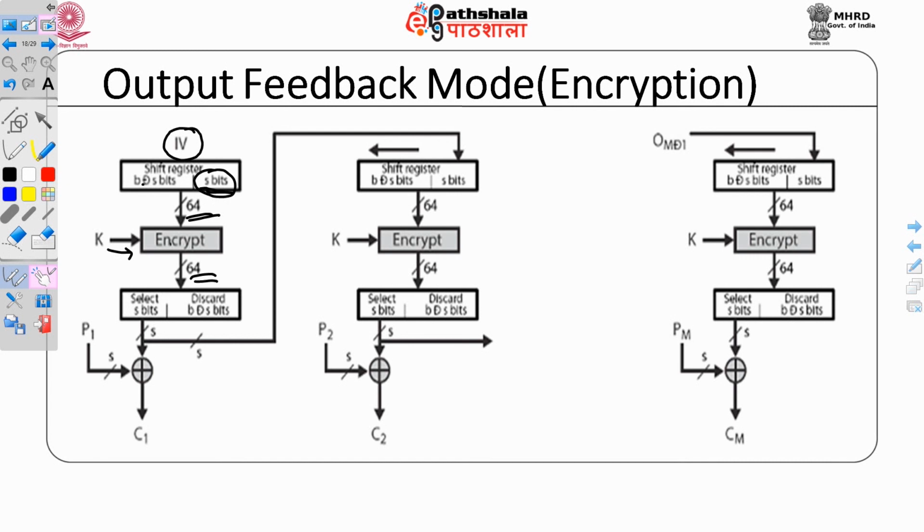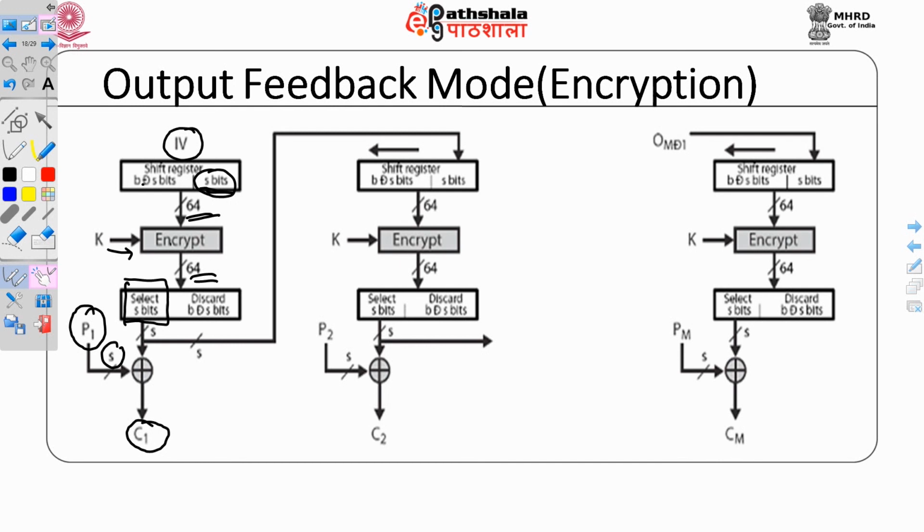In this case, for output feedback mode, the first S bits are taken. From the plain text also S bits are taken, and they are exclusive OR-ed to generate the cipher block. C1 would be generated. Now, what happens in this case?